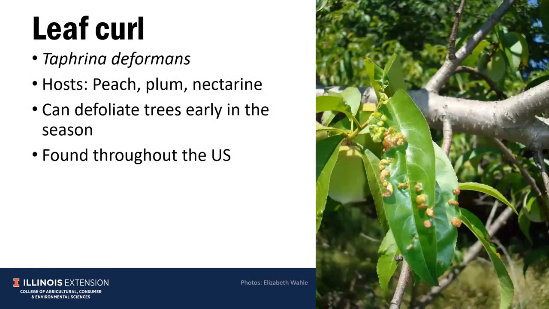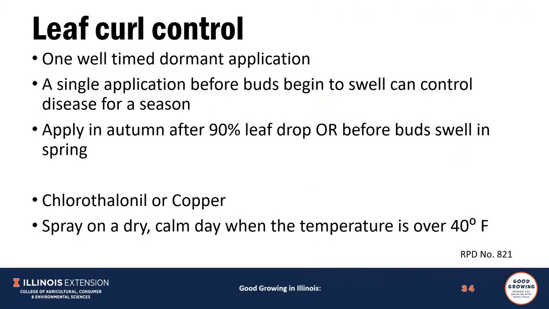Here's one that is a particular disease that often shows up through neglect of not putting on a spray. It's peach leaf curl. It can also happen on plum and nectarine, but it usually can defoliate the trees early in the season. And it usually takes 9 to 24 days to show up after infection. But one well-timed dormant application is all that really is necessary to prevent this disease from showing up.